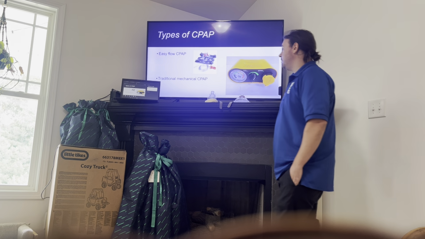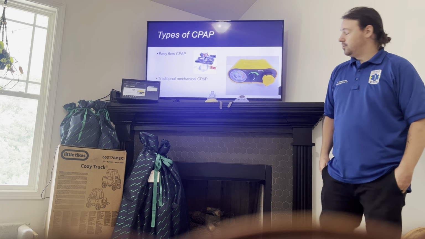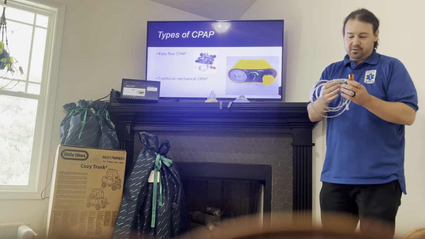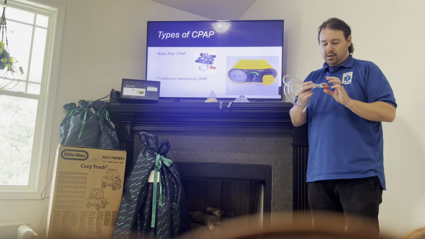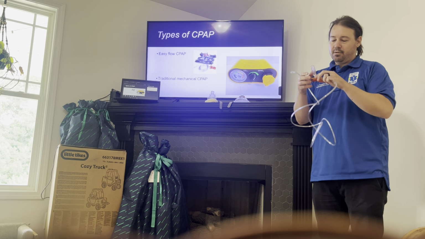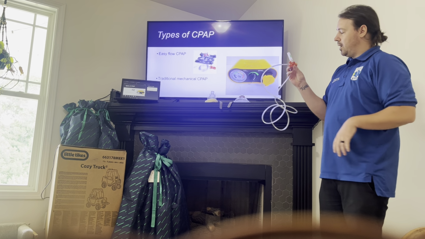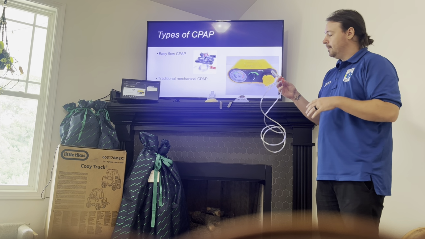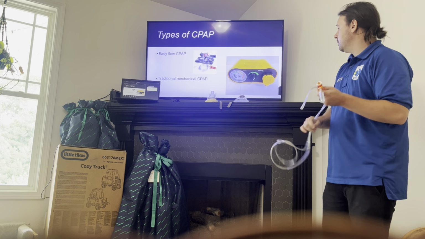There are two different types of CPAP. There's the easy flow CPAP, which is the one that we'll use today, often seen in EMS departments across the country nowadays. It's simple. You just connect it to an oxygen source. You have your manometer right here, and depending on how much oxygen is coming in will be dependent on how much pressure you're applying, and we'll discuss pressure a little bit later.